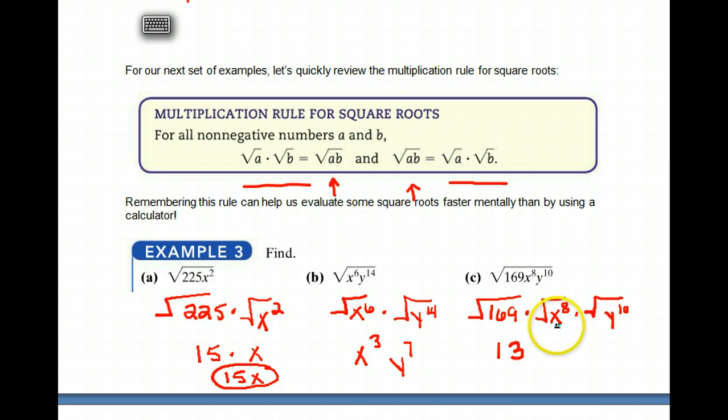When we do the square root of x to the 8th power, we can simply divide by 2 and get x to the 4th. And when we do y to the 10th, again, we can divide by 2 because that's even, and we get y to the 5th. And there's our final answer for this problem right here.